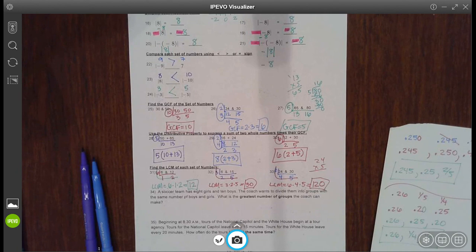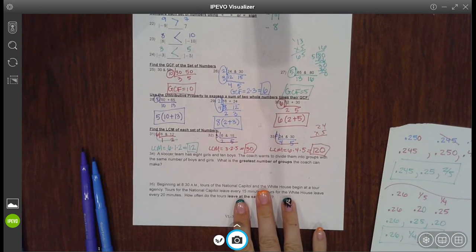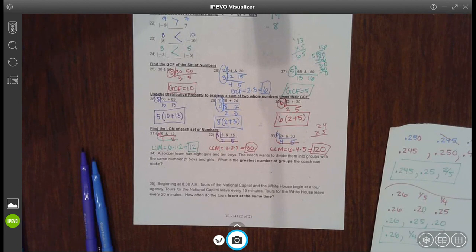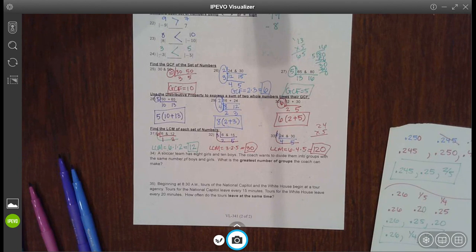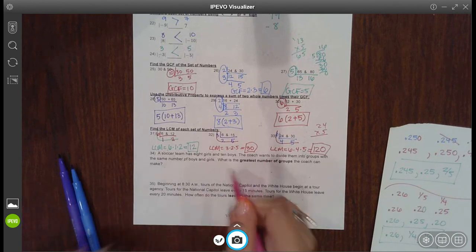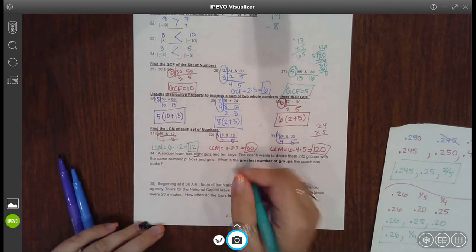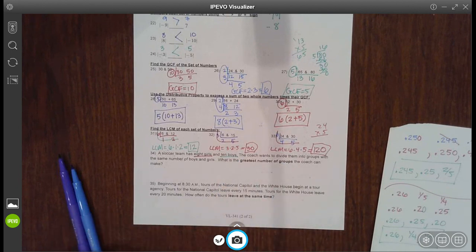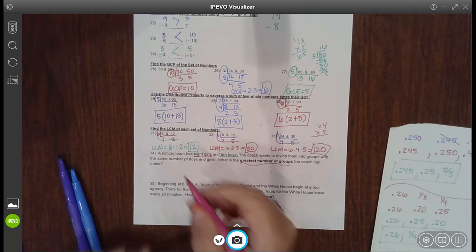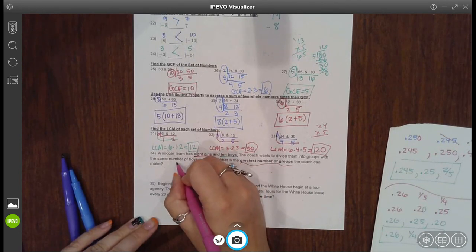Now, when do we see GCF and LCM in real life? Okay, one of these problems is a GCF and one of these is an LCM. Let's see. It says a soccer team has 8 girls and 10 boys. The coach wants to divide them into groups with the same number of boys and girls. What is the greatest number of groups the coach can make? In case you haven't figured it out yet, this is a GCF problem, okay? Because I want to know the greatest amount that I can make.